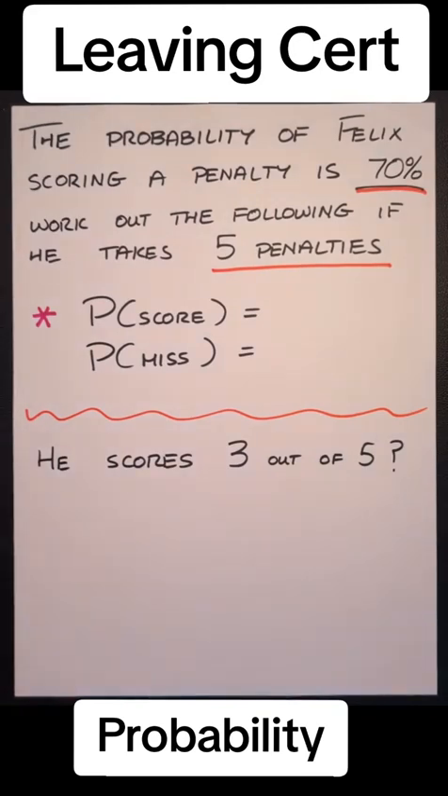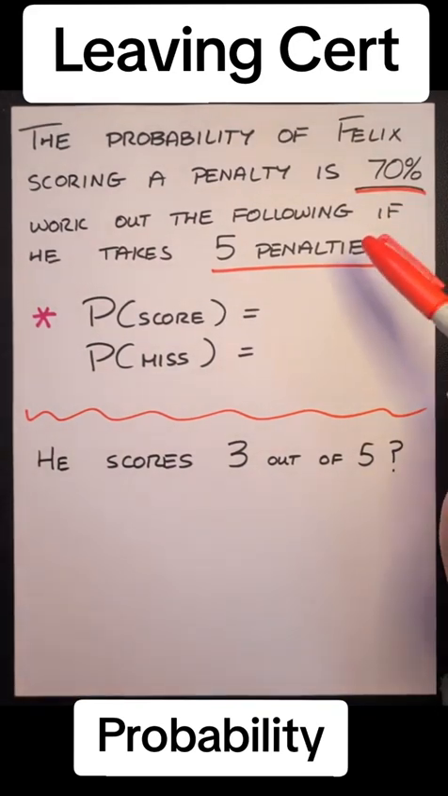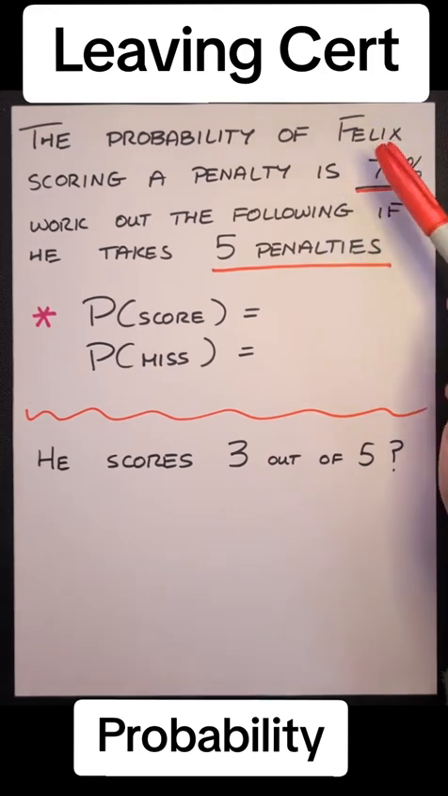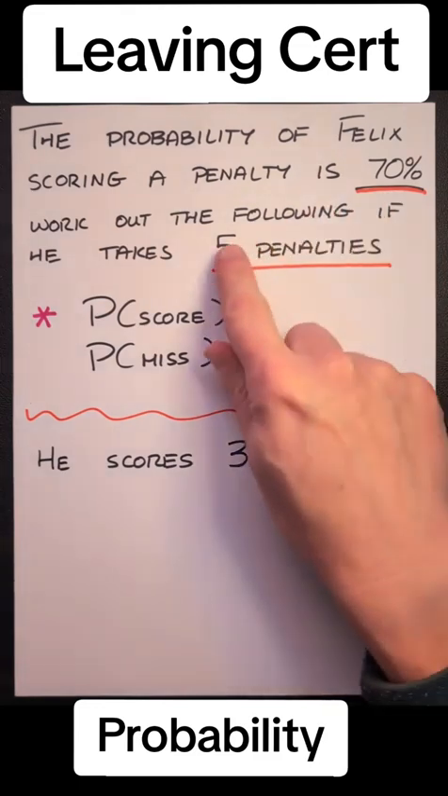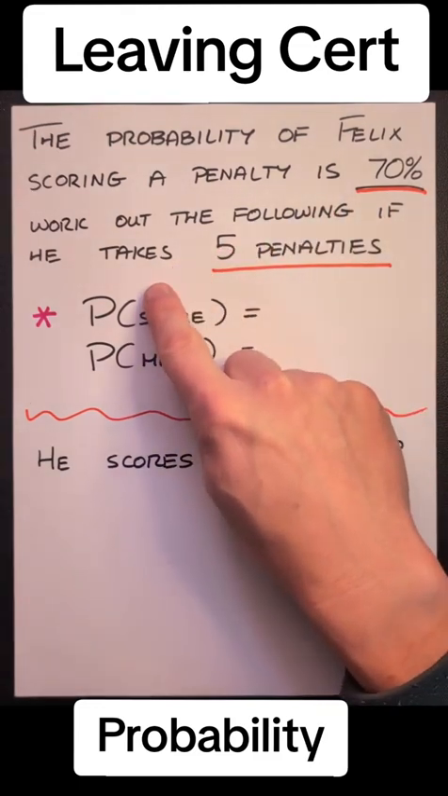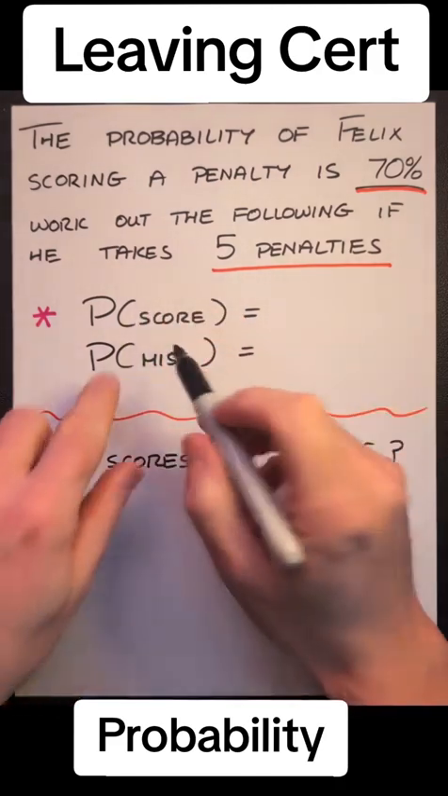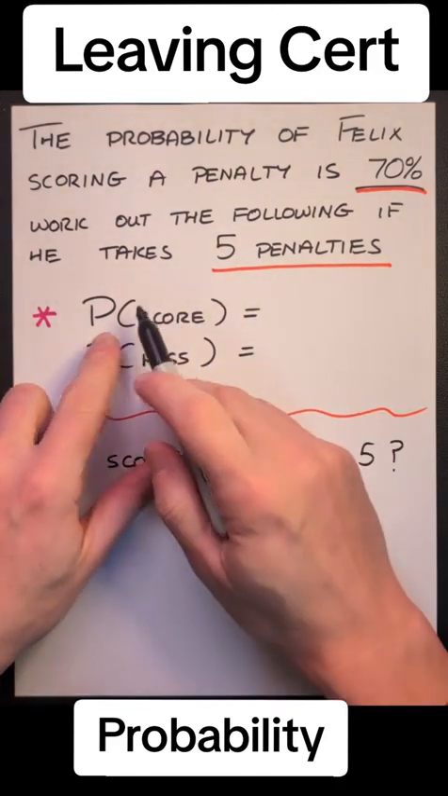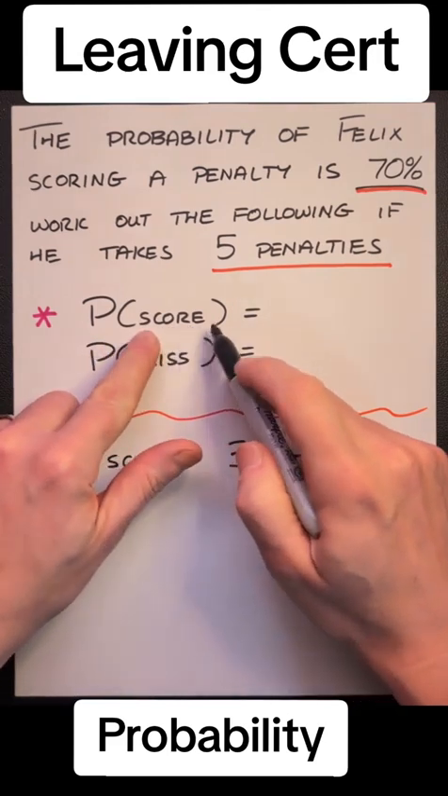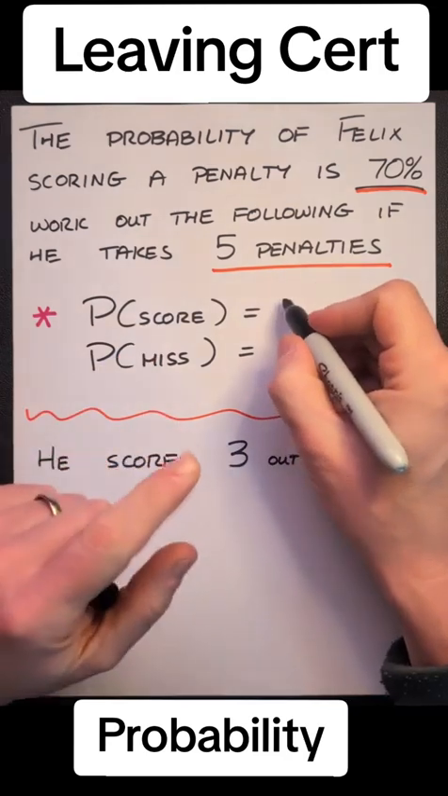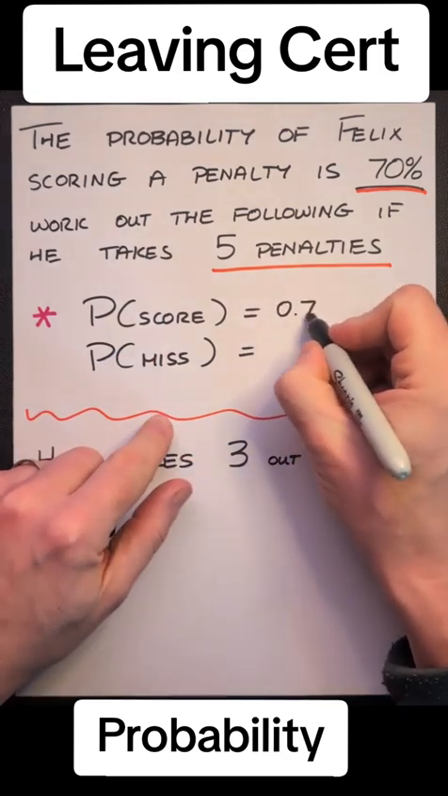So here's a typical type of question. You might see that it's a Bernoulli trial. So the probability, it says, of Felix scoring a penalty is 70%. Work out the following if he takes 5 penalties. So first thing is we want to write down the probability of scoring. So that's usually written like this, P brackets the probability of what happening while scoring. 70%, of course, we don't use 70%, we use 0.7.